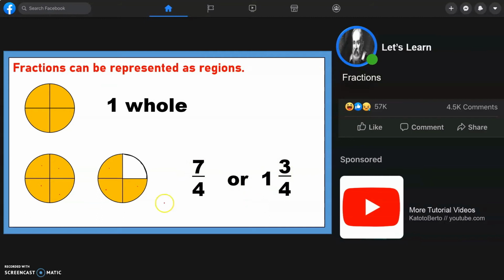Why 1 and 3/4? As you can see, in our first part, all parts are shaded. So that will be 1 whole. Then on the other part, only 3 parts are shaded. And we have 4 parts here. So that will be 3/4. So 1 whole and 3/4, or 1 and 3/4. Okay? Also, fractions can be represented as sets.